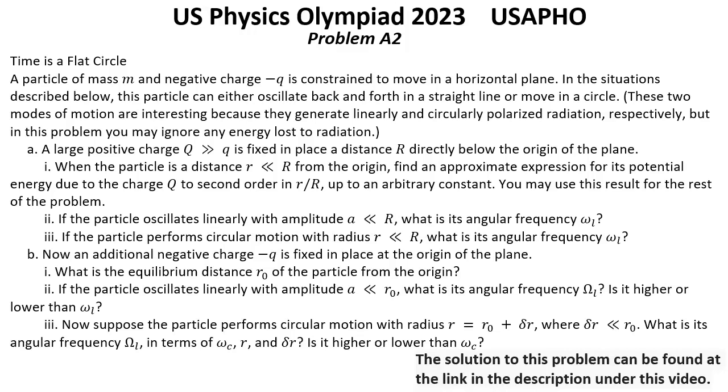Question 2. If the particle oscillates linearly with the amplitude A much less than r0, what is its angular frequency big omega L? Is it higher or lower than small omega L? Question 3. Now suppose the particle performs circular motion with radius r equal r0 plus delta r, where delta r is much less than r0. What is its angular frequency big omega C in terms of omega C, r and delta r? Is it higher or lower than omega C?